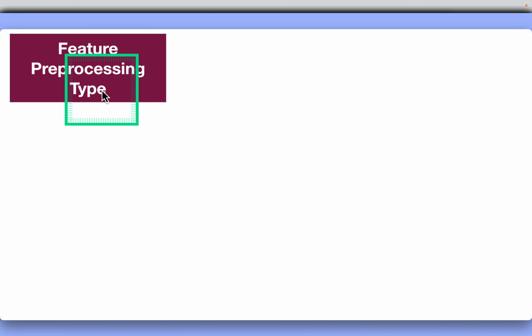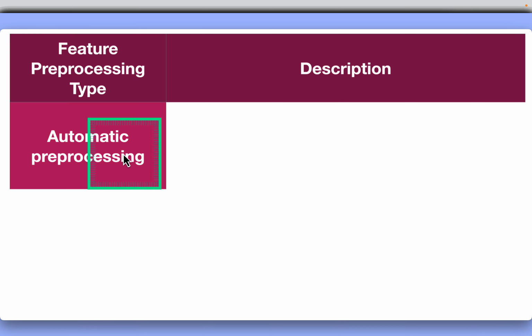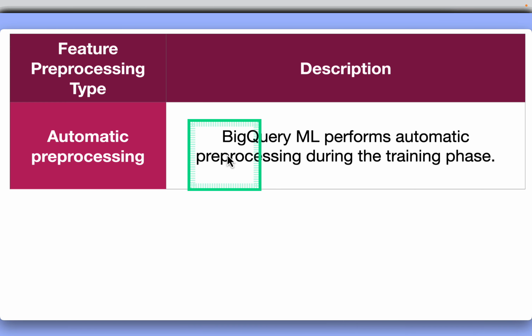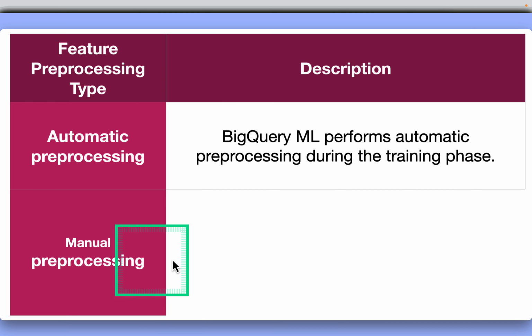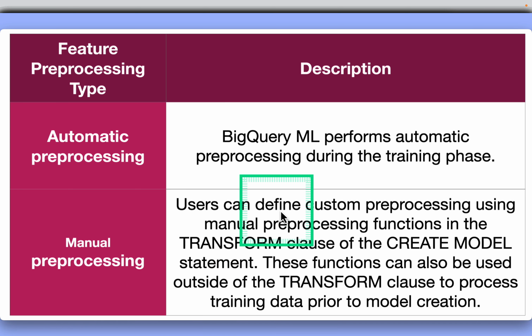So, feature pre-processing types: we have automatic pre-processing, and BigQuery ML performs automatic pre-processing during the training phase. And then we have manual pre-processing. Users can define custom pre-processing using manual pre-processing functions in the transform clause of the create model statement. These functions can also be used outside of the transform clause to process training data prior to model creation.